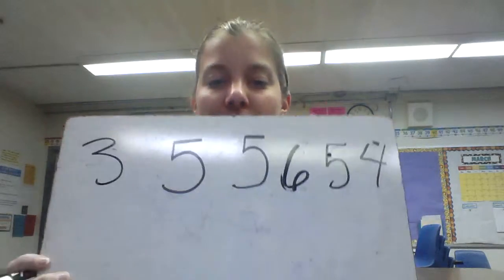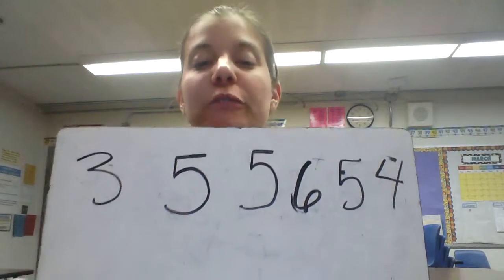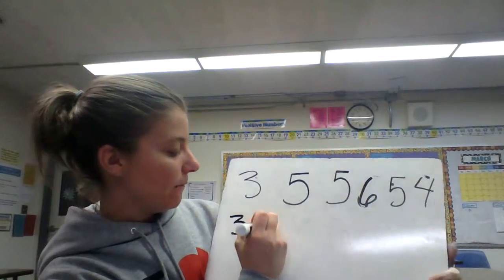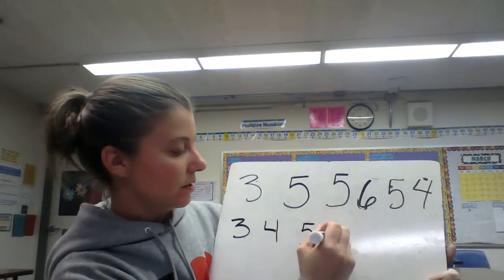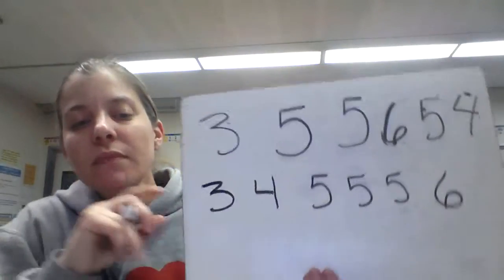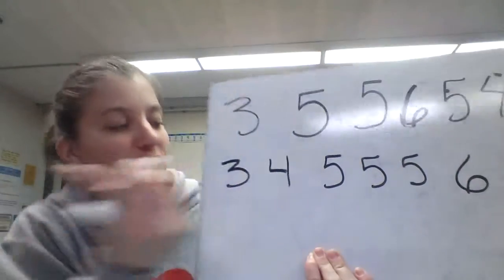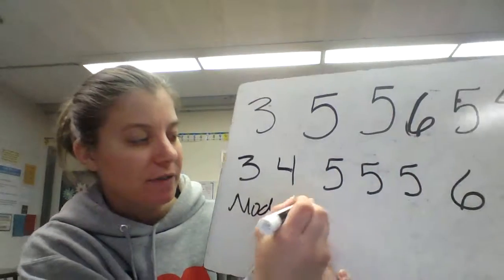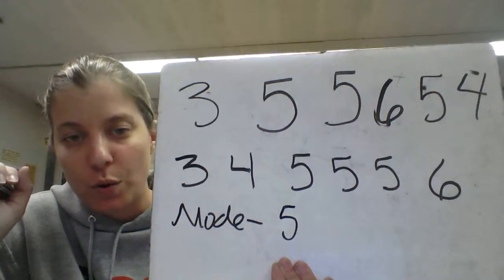When you have data, your first task is to put the numbers in order from smallest to biggest. So we've got 3, and then 4, and then we have 1, 2, 3 5s, and then 6. Let's start with mode. Pretty easy one: the number that occurs the most. Well, you got it. It's 5. We have 3 of them, and everything else just has 1. So 5 would be our mode.